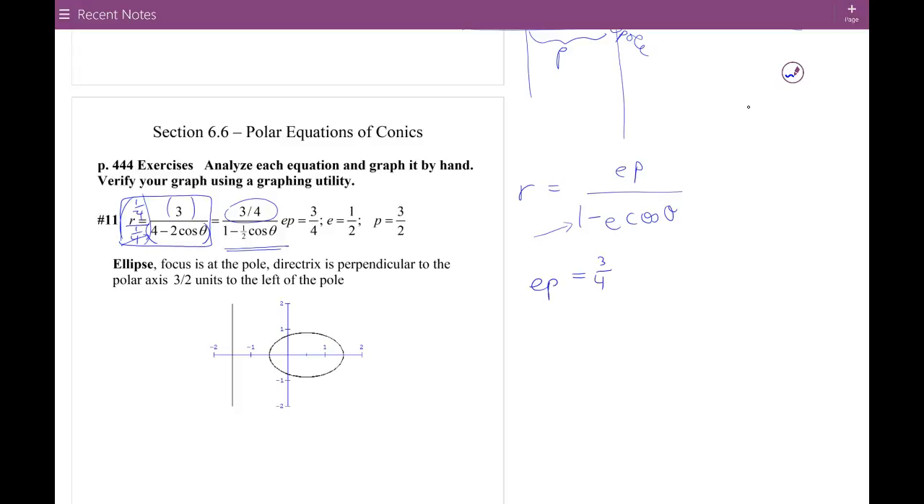Then look at the form. Here's the 1, here's the 1. Here's the cosine theta, here's the cosine theta. There's a minus in the equation. So e is this number 1/2 that's between the minus sign and the cosine theta. Well, if e is 1/2, substitute it in for e and solve for p. So I'm going to multiply both sides by 2 and get that p is 3/2.